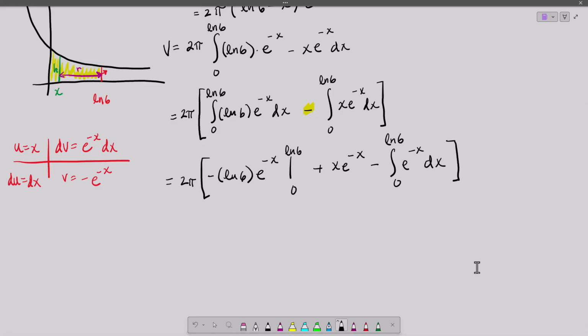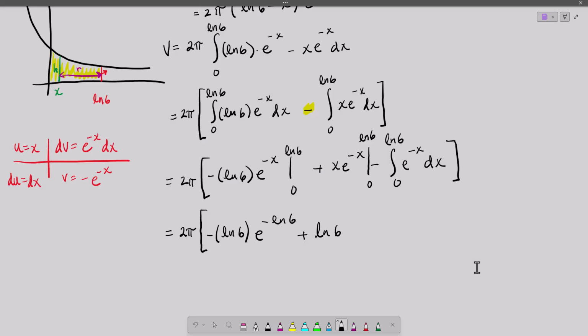Let's close those brackets. So let's go ahead and evaluate this first part. When we plug in ln 6, we are going to have minus natural log of 6 e to the minus natural log of 6. And then we subtract off what we get when we plug in 0. E to the 0 is 1, so we're going to have minus a minus, which is plus ln 6 times 1. All right. And I forgot the little evaluation bar right here. This piece has to be evaluated also when we're dealing with a definite integral.